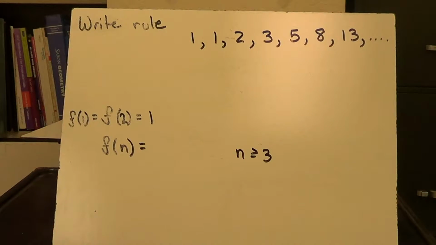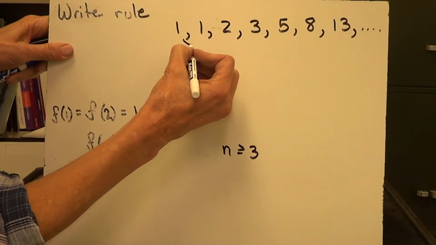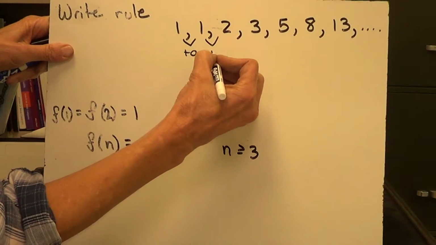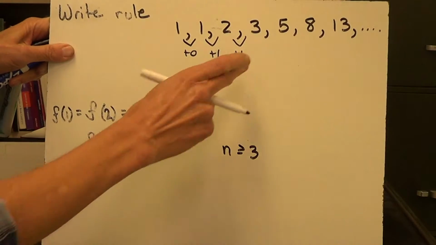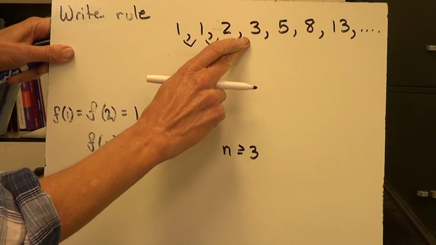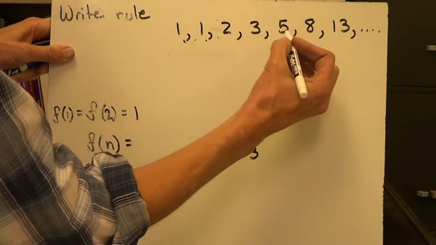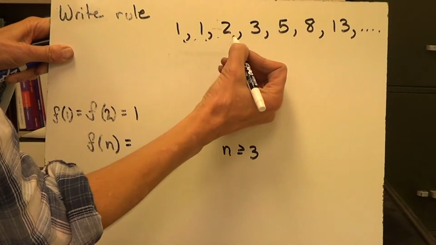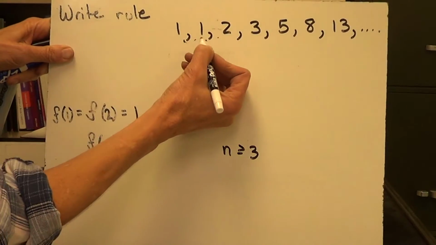So write a rule for this sequence. Well, this is kind of a cool sequence because we don't add anything there. We add 1 there. We add 1 there. Oh man, this is not going to work out nice. What else do we see? Well, I can see how I get 8. 3 plus 5 is 8. 2 plus 3 is 5. 1 plus 2 is 3. Ooh, but how do I get these two?